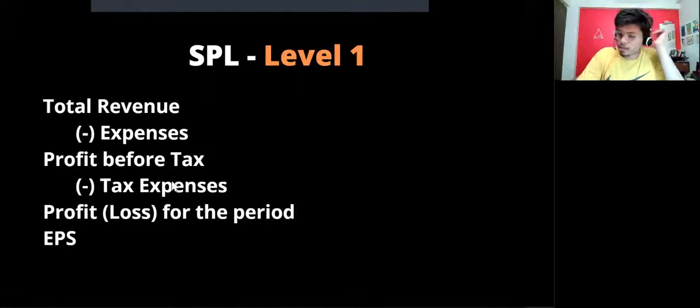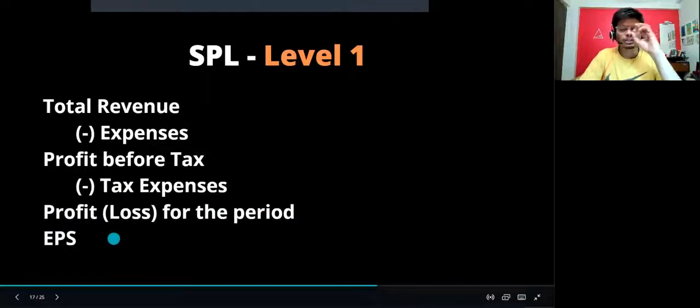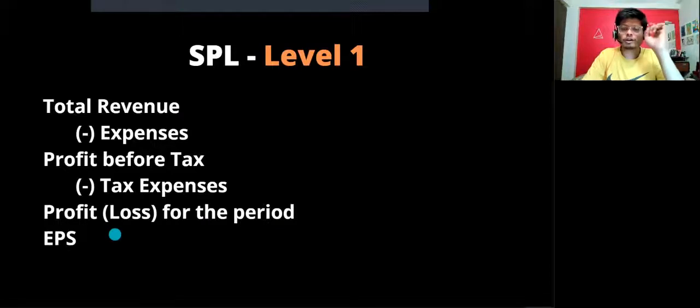SPL. Okay. So very simply, what profit and loss account is: total revenue minus expense is equal to profit before tax. Then you pay the tax and you get profit for the period. You divide this profit by the number of shares and you get EPS. So this is the very simplest possible thing of how profit and loss account works. Revenue minus expense equal to profit, profit minus tax equal to profit after tax.